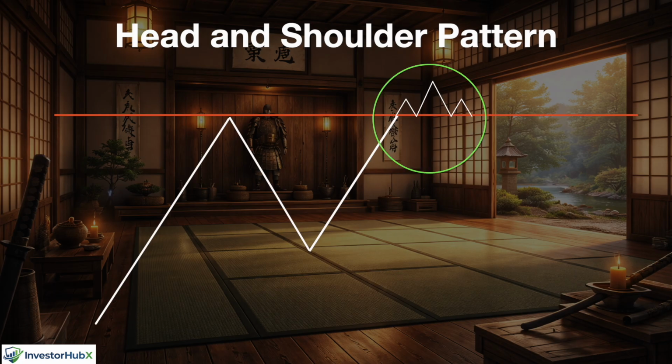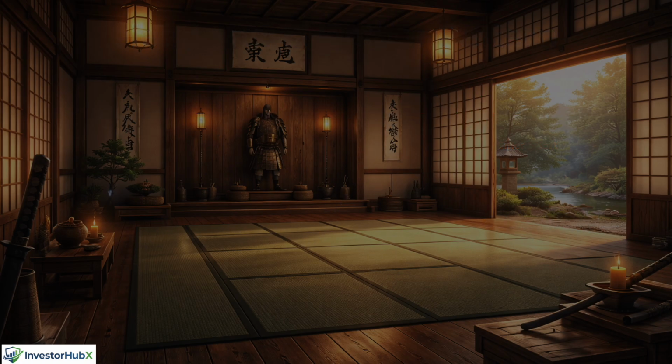The third strategy is to look for the head and shoulders pattern forming at a key support or resistance level. When this pattern appears near a strong resistance level, it adds extra confirmation that the market may reverse downward. Traders watch for the pattern to complete and may enter a short position once the neckline breaks, expecting the price to move lower.